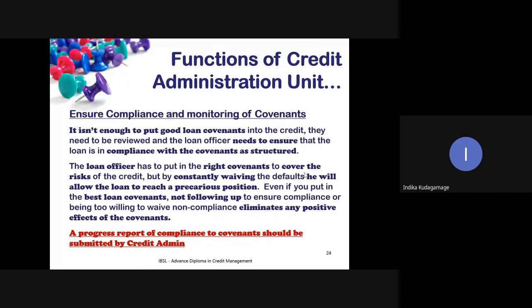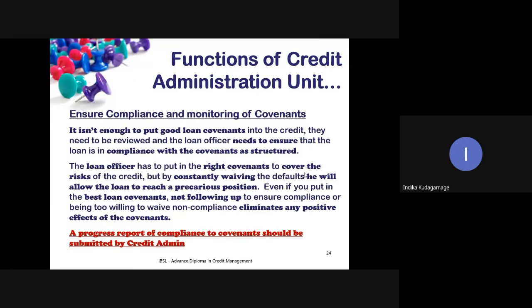Like earlier, we used to monitor this through a manual process. So we had Excel files. Initially it was in a book. Then we went to Excel. Now we don't do it manually. We have a robot who monitors covenants for us. So it is under the CAU function. The robot works 24/7. So every day we get an email saying this customer, this covenant has not been fulfilled. Then we have to take action.